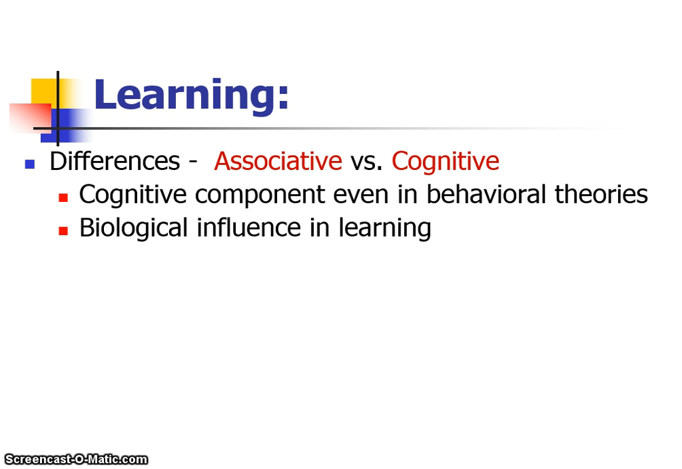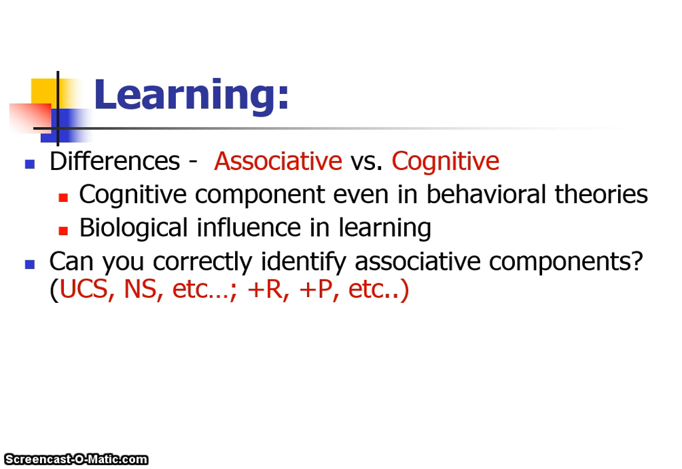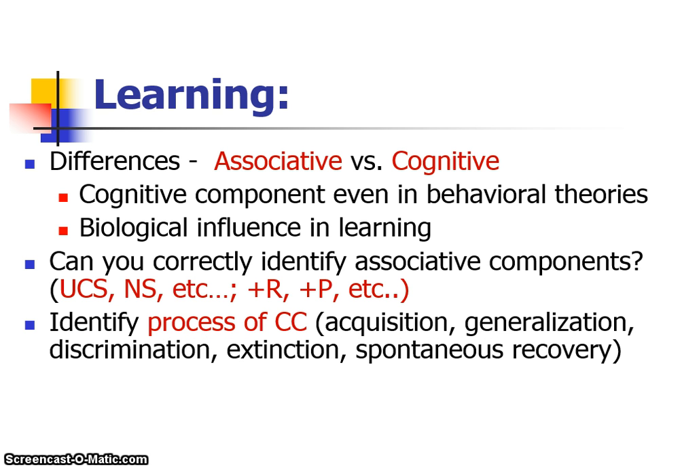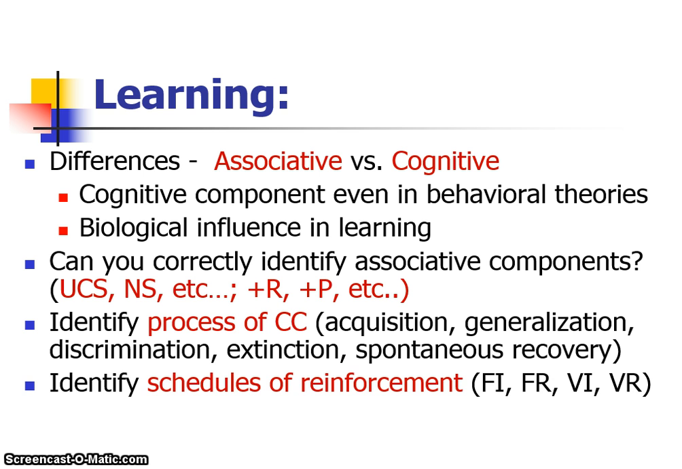So for instance, chimps are going to learn better if they have to climb for food rather than dig for food, or rats are going to learn better if they can pick up food with their hands rather than move it with their tails. Make sure you can do all of the alphabet soup, the US, the NS, the CS, all of that good stuff, as well as know the consequences: positive and negative reinforcement, positive and negative punishment, the acquisition process of classical conditioning. Again, you've got examples in your binder. We did several in class.